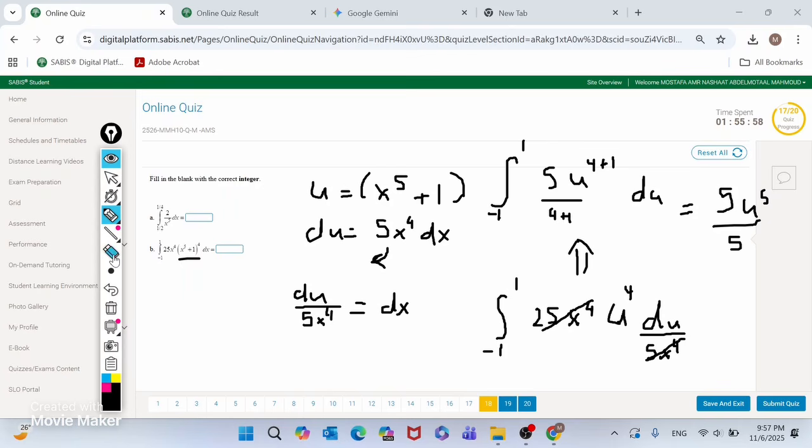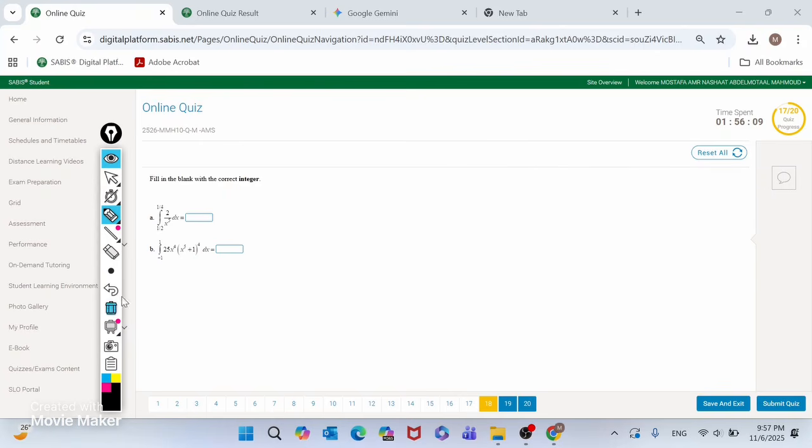Okay. So guys, I'll erase everything, but this is what we have so far, okay? 5u to the power of 5 over 5. The 5s cancel out, so you just have u to the power of 5, okay? Now we want u to the power of 5 from -1 to 1.